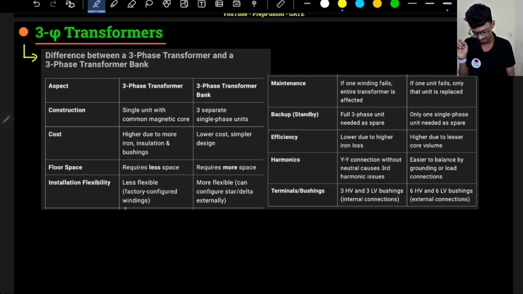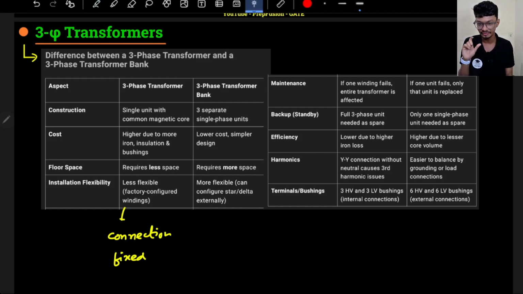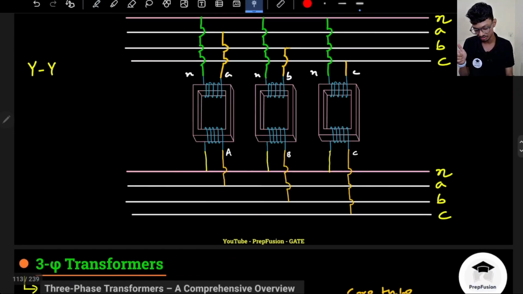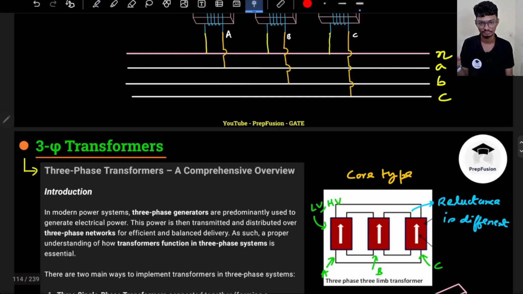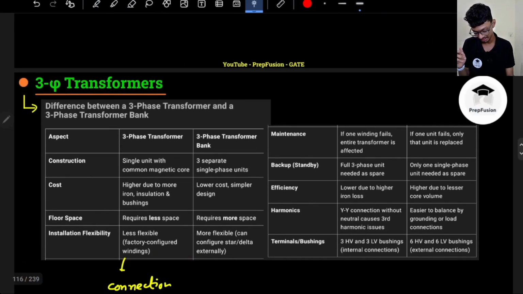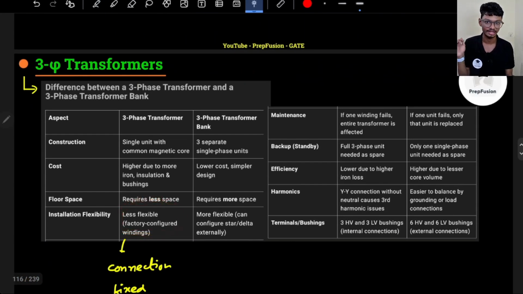Once the connection is fixed, like in a star delta transformer, then I cannot change it outside. But as you can see, in a simple transformer bank, if I want to configure it star delta, it depends on how I connect the wires, that's it, the external wires. Externally we can change it, but here the wiring is done internally, so I cannot change it. Maintenance: if one winding fails, the entire transformer will be affected, because they have a common magnetic path.